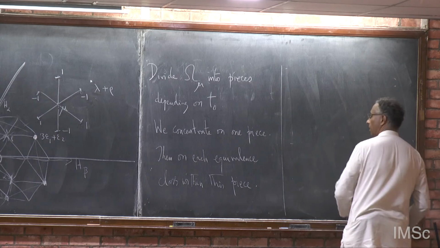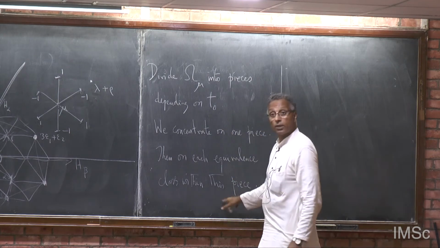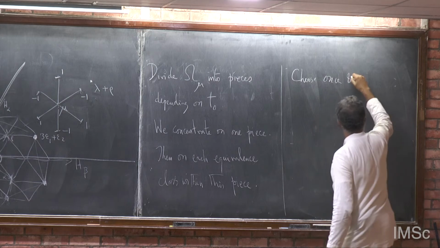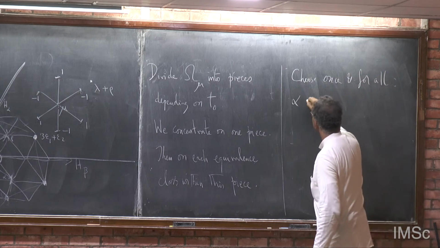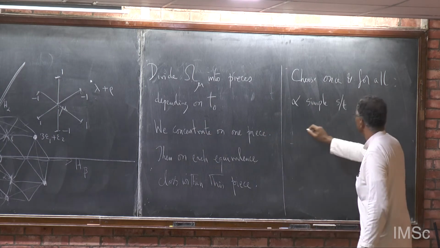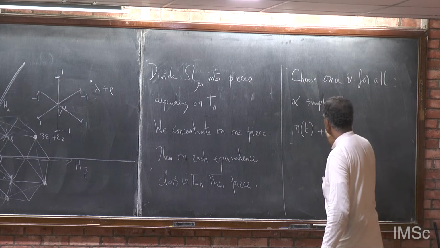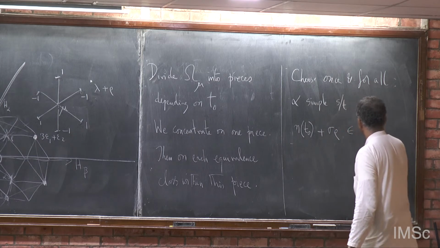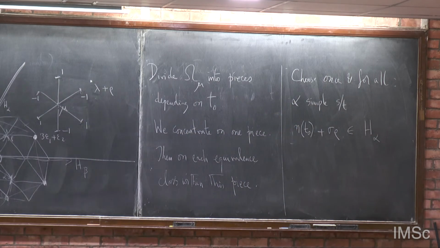So remember, we are within the piece, so T naught is fixed, and within this equivalence class. Okay, so choose alpha once and for all. So I fix alpha simple such that my eta t naught plus sigma rho belongs to H alpha. Okay, now that notation means I am choosing one eta sigma, a path, a pair, which belongs to one of these equivalence classes. Okay, so I've fixed this.